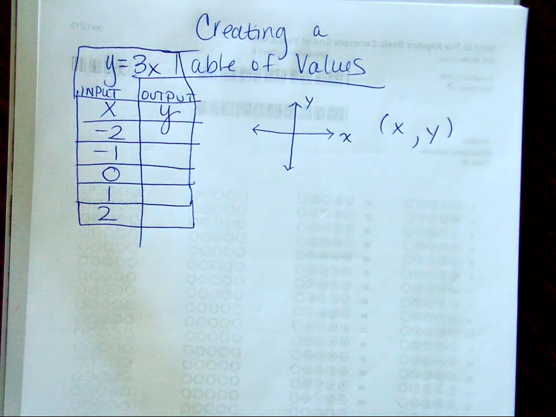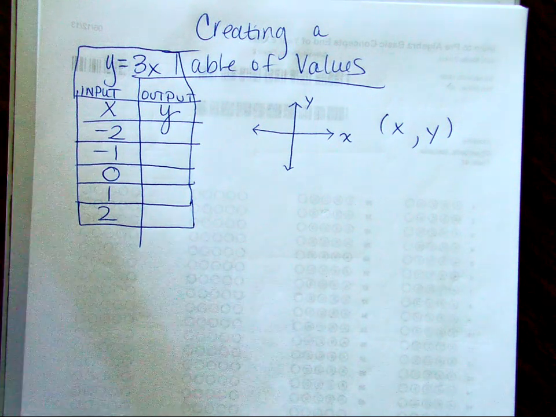So if you're thinking of a number line, you're just thinking of -2, -1, 0, 1, and 2. And those are going to be our input values today. And I know what you're thinking. What do you mean input?